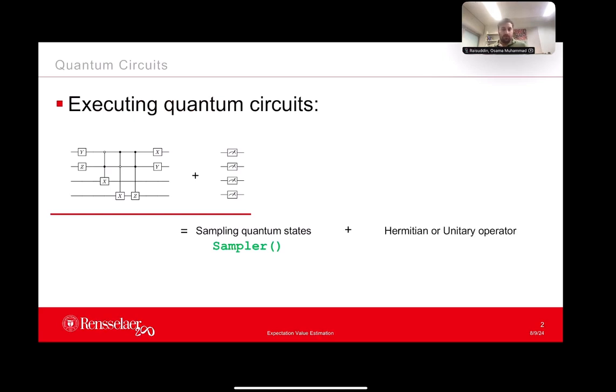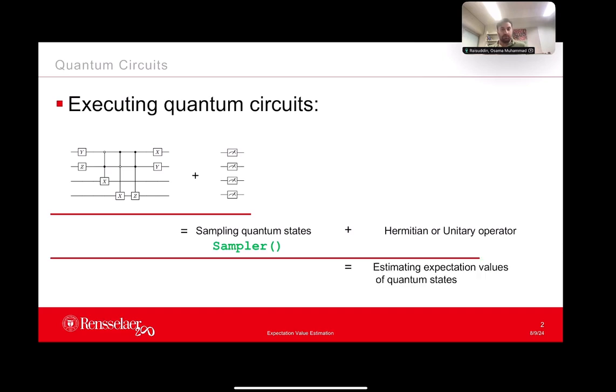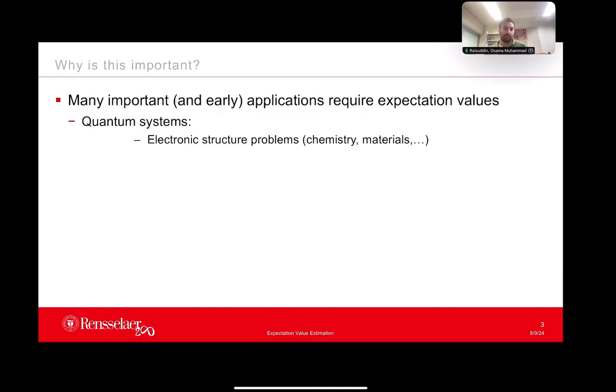If you add some Hermitian or unitary operator to the mix, you are estimating expectation values of some quantum states. And this is usually done using the estimator primitive in Qiskit. Now, many important and early applications for quantum computers require expectation values. This is usually to get some observables like the ground state energy in the case of quantum chemistry or quantum materials, and electronic structure problems are just one of the applications that require measuring expectation values.